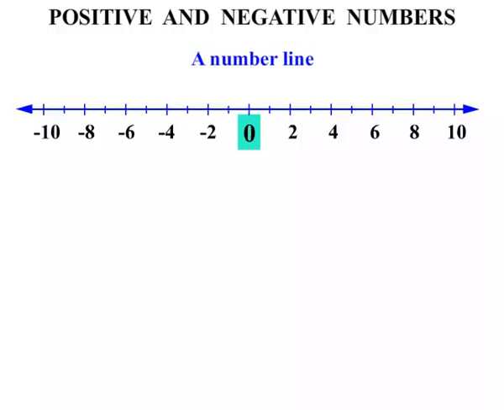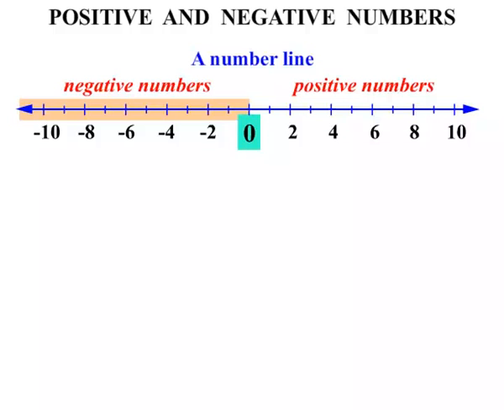Now, looking at 0 there, anything to the right of 0 are positive numbers. Anything to the left of 0 are negative numbers. And looking at those negative numbers, they all have the minus sign in front, or the negative sign. There's no such sign in front of the positive numbers. But just to identify them clearly for this little exercise, I'm going to write the plus sign in front, the positive sign.